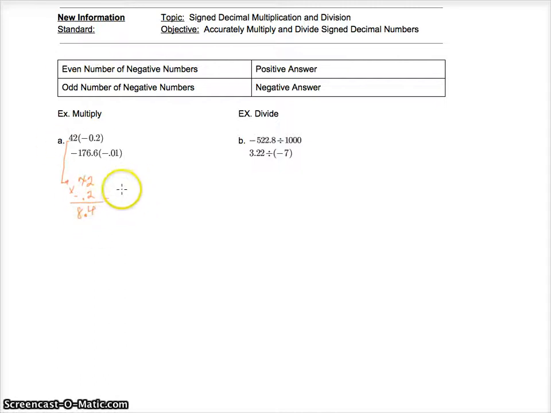And then I have one negative sign. One is an odd number, so I go to odd number of negatives, and it's a negative answer. So my answer is negative 8.4.